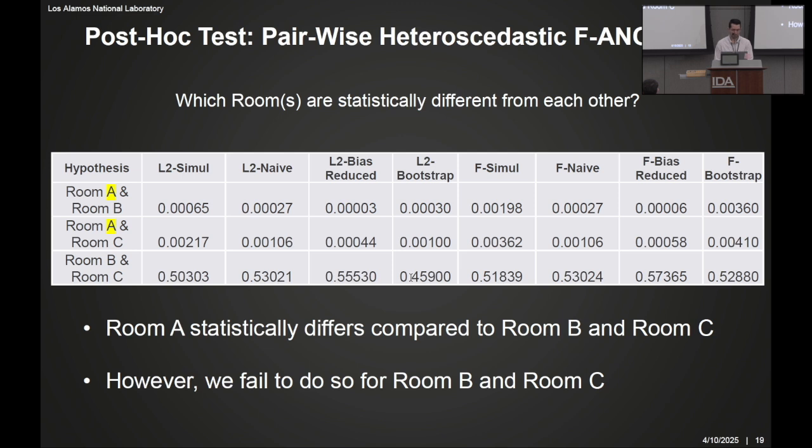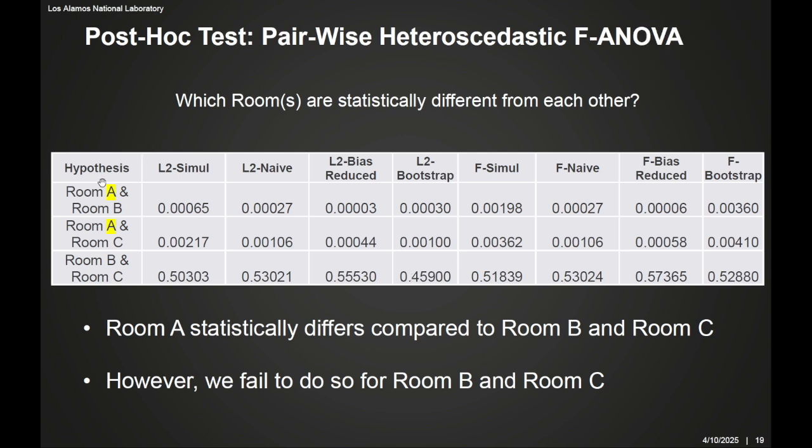And if we come over here, when we run these F-ANOVA tests, room A versus room B, no matter which F-ANOVA test you've used, and also which assumption, whether you naively estimated that null distribution, we find that p-values are all much less than our critical value. Same with A and C, and not surprisingly, for B and C the p-value is 0.5, actually quite high. So we can state that room A statistically differs compared to rooms B and C, however, we fail to do so for rooms B and C. So this allows us to dive into our functional data over this domain and see which means are different.